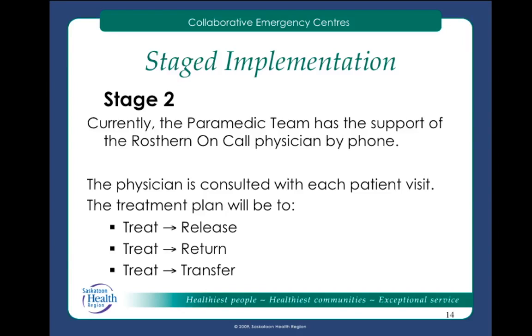If it's treat and return, they still get to go home, but they're made an appointment that next day to see one of the daytime providers. And then treat and transfer, if they do need a higher level of care, then they're transferred out, usually to Rostern, and Steve will talk to some of the stats around this, and usually by private vehicle. And again, with the consultation with the physician, regardless of whether that patient's a CTAS 1 or a CTAS 5, we have a consultation always with the physician that's over in Rostern.